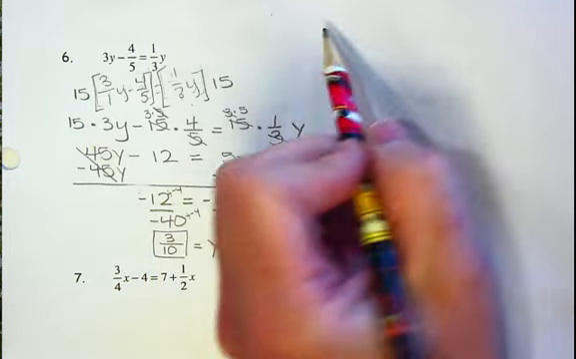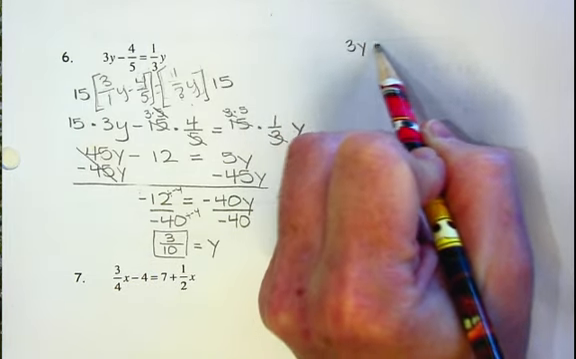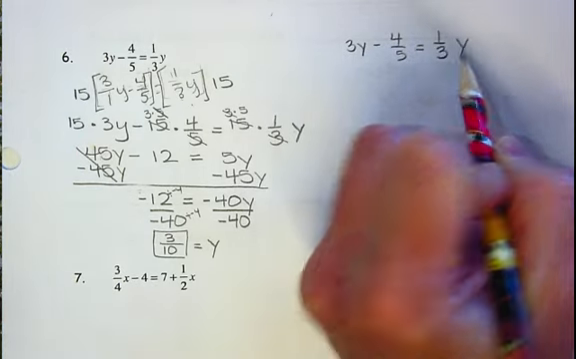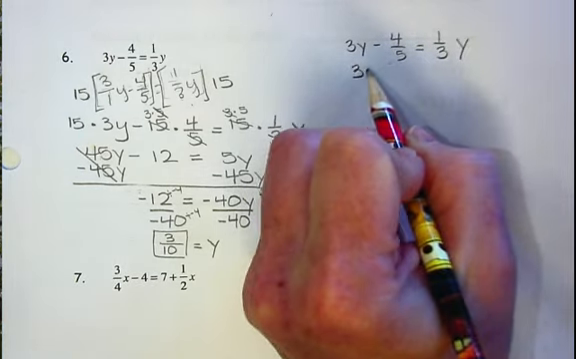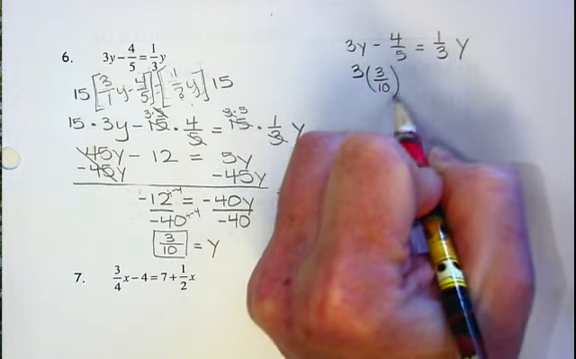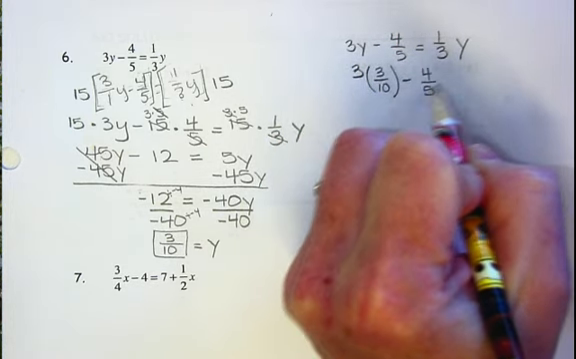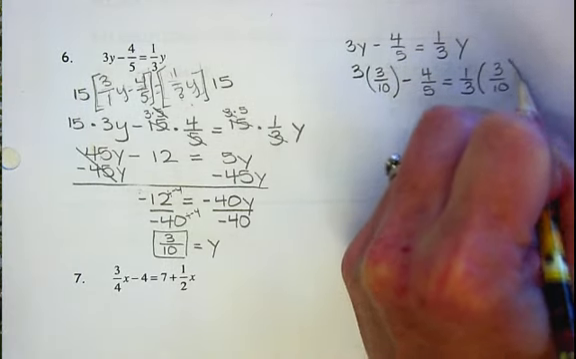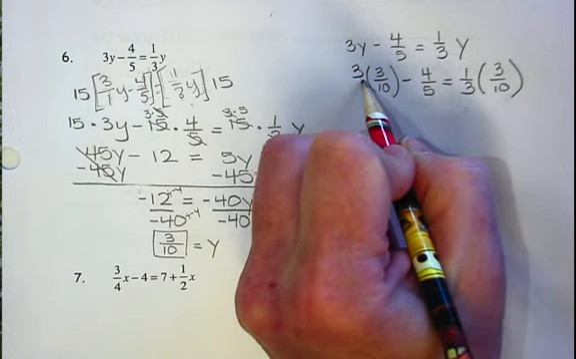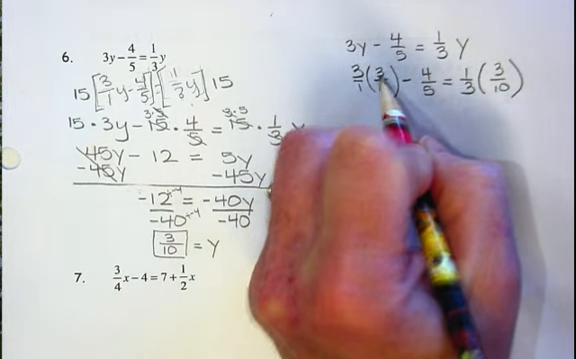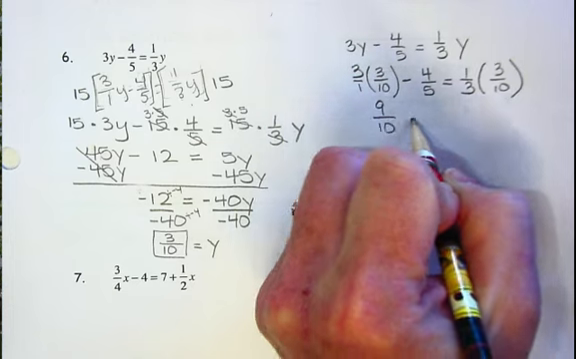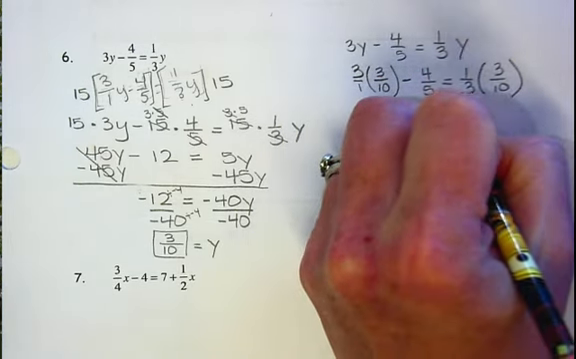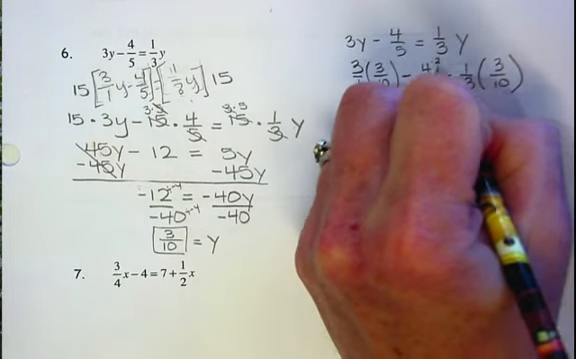Now, we're going to go ahead and check it. 3y minus 4/5 equals 1/3 y. Now I'm going to substitute that 3/10 in, so 3 over 10 minus 4/5 equals 1/3 times 3/10. Over here I'm going to have 3 over 1 really, so I get 9 over 10 minus, now instead of keeping this like this, I know I need to have it out of 10, so I'm going to multiply the top and the bottom by that 2.